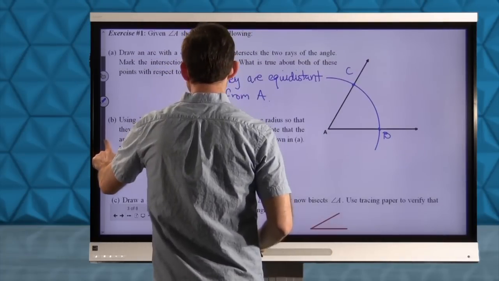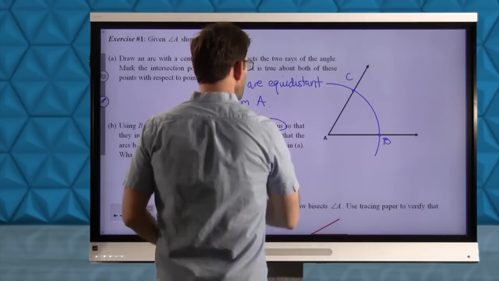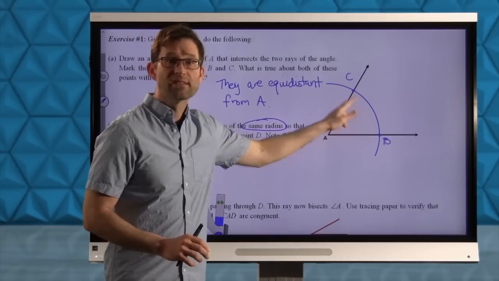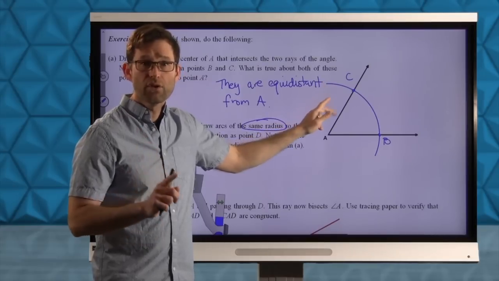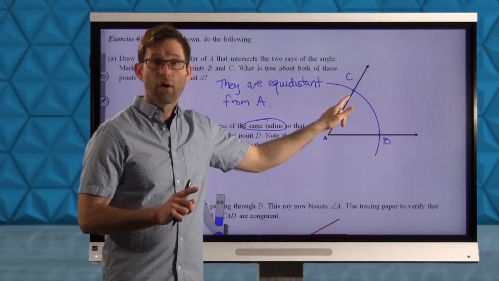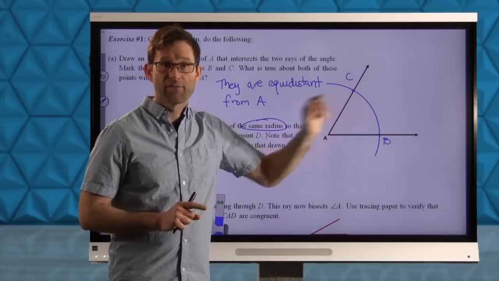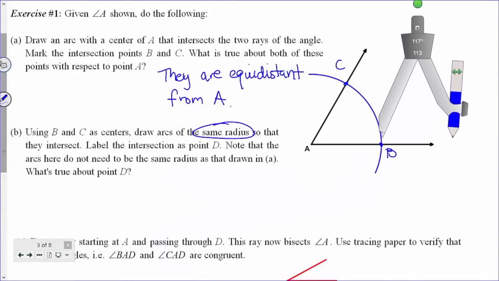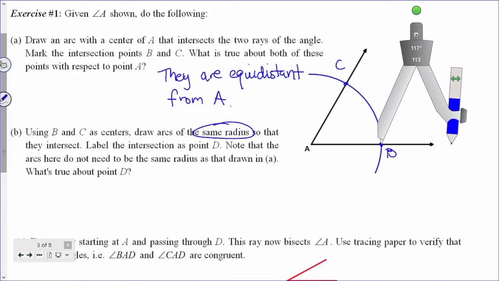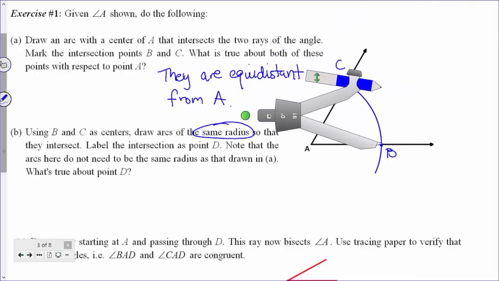Part B, using B and C as centers, draw arcs of the same radius. This is key. Now that's not necessarily the same radius as here. You can keep the same radius, that's not a problem. But what I have to do is draw an arc that's centered here and an arc that's centered here. And those two arcs have to have the same radius and they have to intersect. All right? So let's bring my compass over here. And in fact, even though the radius is still set the same as it was before, I'm going to make it a little bit smaller just to really get into the fact that it doesn't have to be the same length. That slipped a little bit off of B.